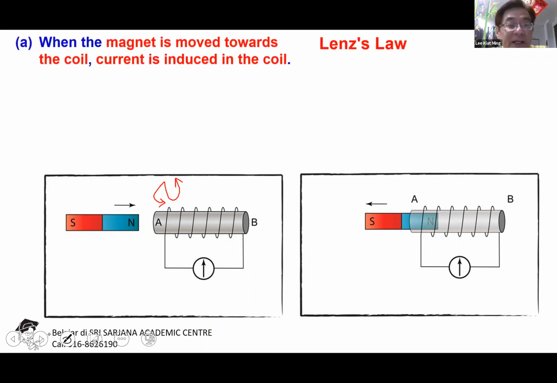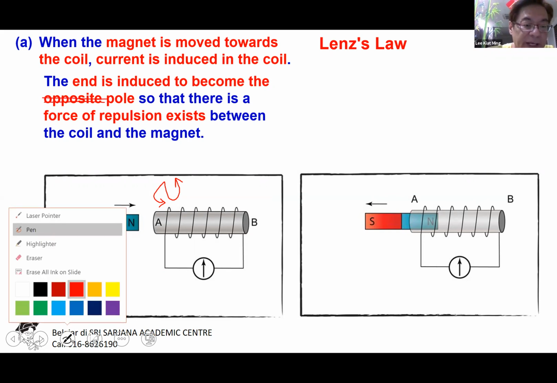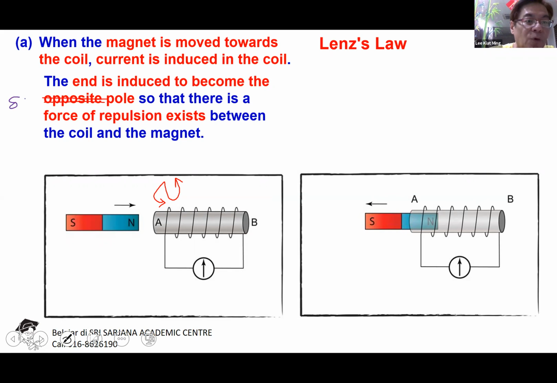When the magnet is moved towards the coil, current is induced. Yes, correct. The end is induced to become the opposite pole, so that there is a force of repulsion. Clear? A force of repulsion. So actually the word here should be the same pole, not opposite. So there is a slight mistake there. The same pole: north wants to go in, it becomes north. So there is a force of repulsion that exists.